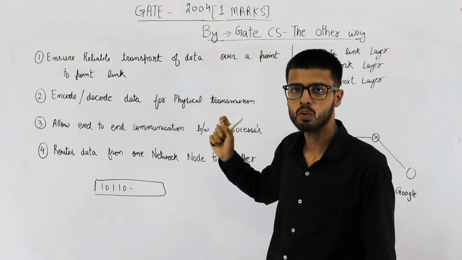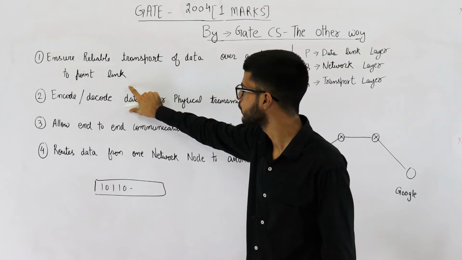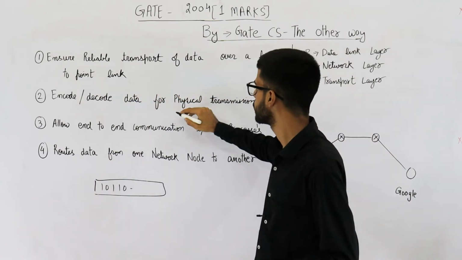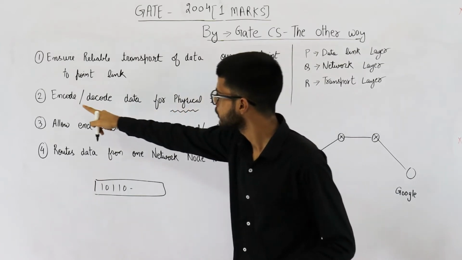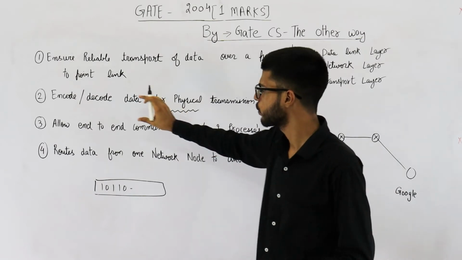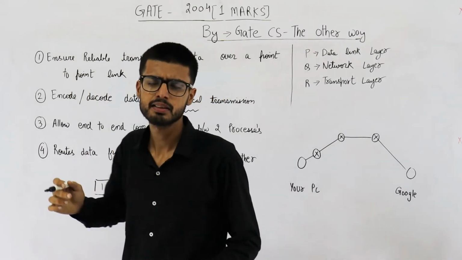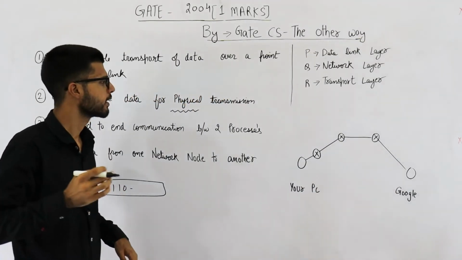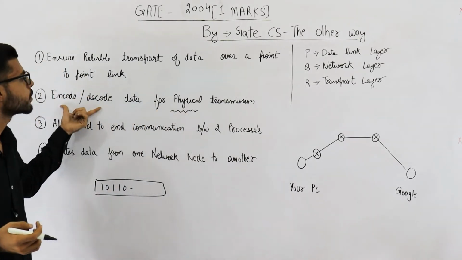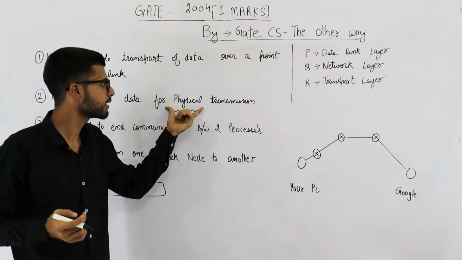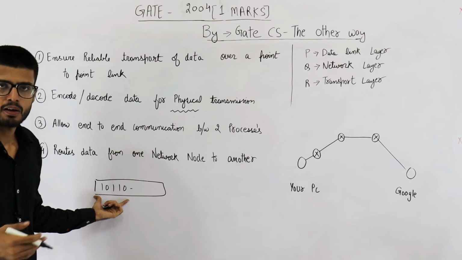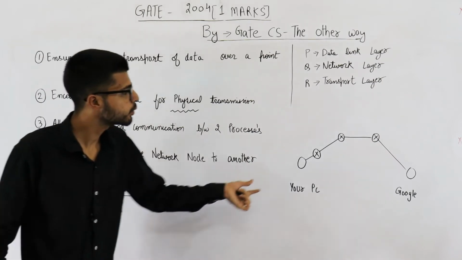So the word is encoding or decoding. How do I know they are talking about encoding or decoding at physical layer only? Because they are saying this encoding and decoding is done for the purpose of transmission. Encoding and decoding is done at various layers. It's done at data link layer also. It's done at presentation layer. But because they are specifying that this encoding and decoding is done for physical transmission, this means they are talking about encoding bits or the digital data into some signal.